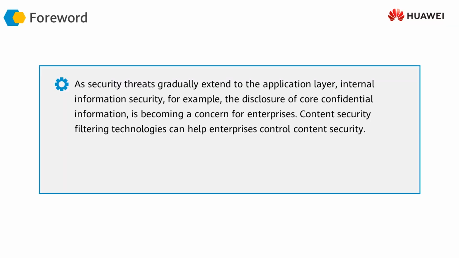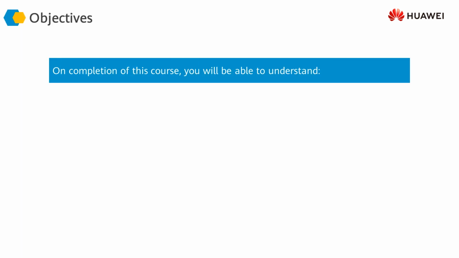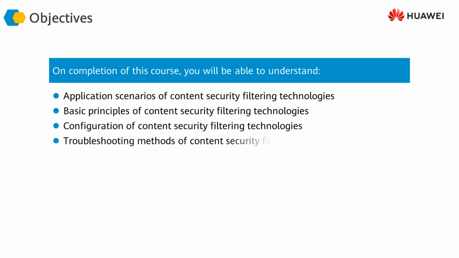So if we look at all of these different technologies as a whole, they can help us control the overall content security of our data and our infrastructure, by using these 3 or 4 different types of techniques. So let us take a look at these principles and their implementation within our infrastructure. The objective is to understand the application scenarios of content security filtering technologies, the basic principles, the configuration, and finally the troubleshooting.